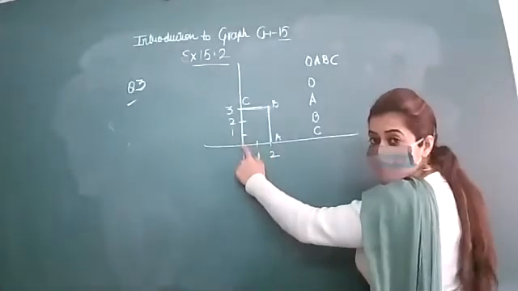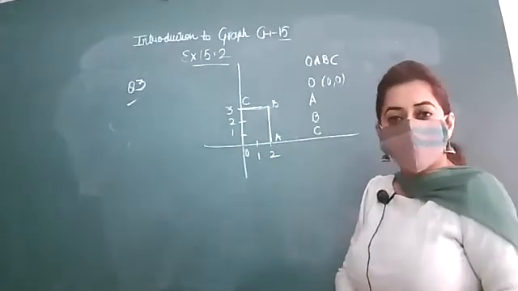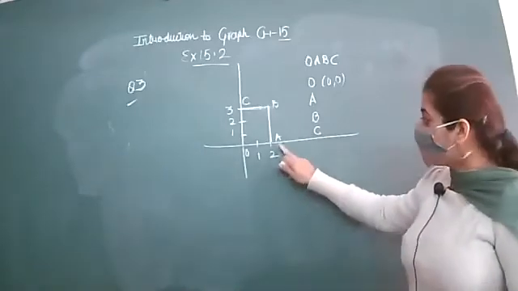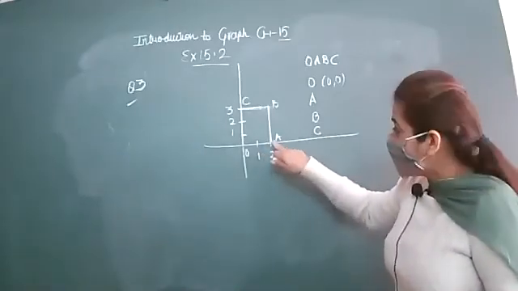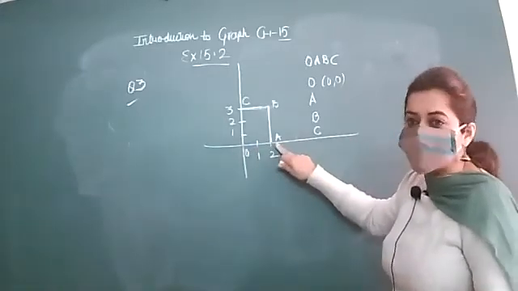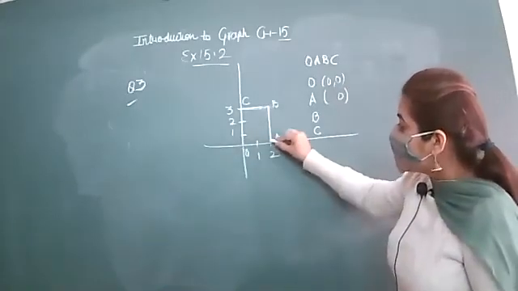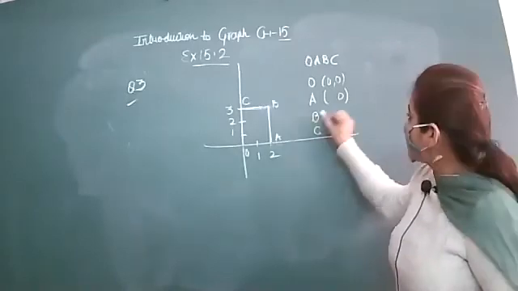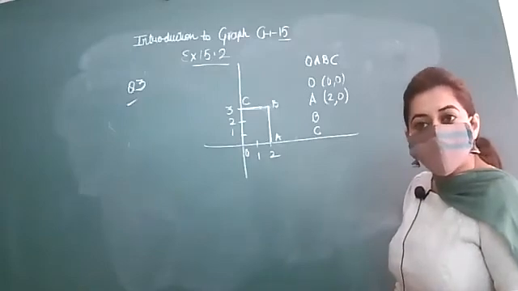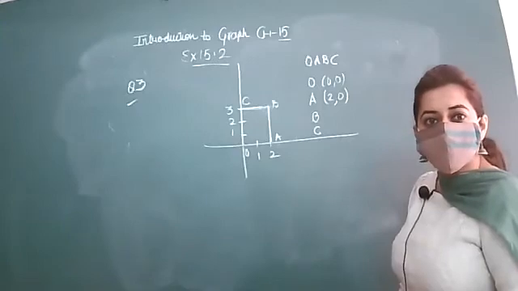Now the coordinate of the origin is 0, 0. As you all know, the coordinates of the origin are 0, 0. Now the second is the coordinates of A. As you can see, A is touching the x-axis, and on the x-axis the y-coordinate must be 0. So for the y-coordinate I am writing 0, and on the x-axis it is touching at 2, so I am writing 2 here. So the coordinate of A is 2, 0. Hope it is clear. Any doubt, beta? Ritik, is it okay? Vanshika, is it clear?